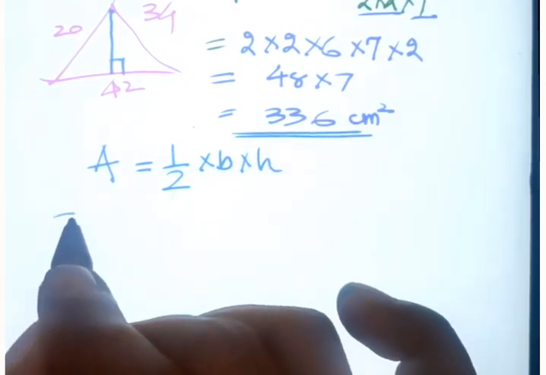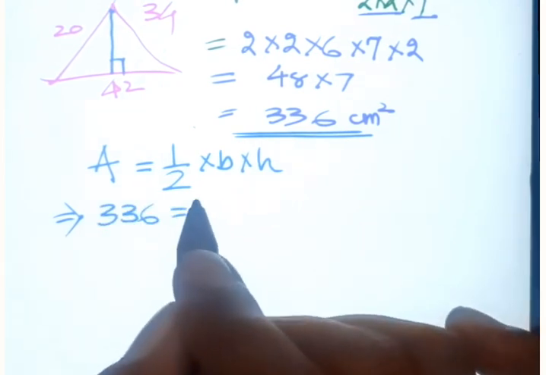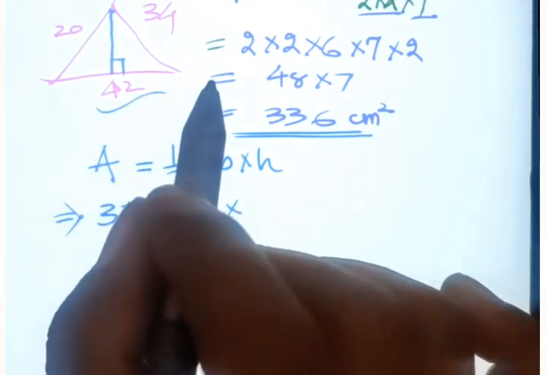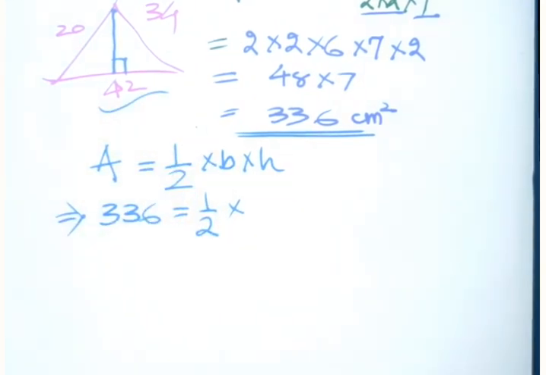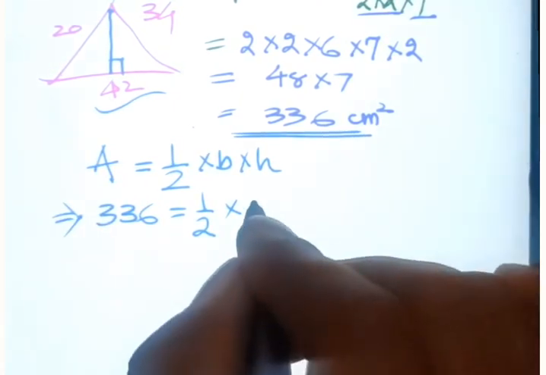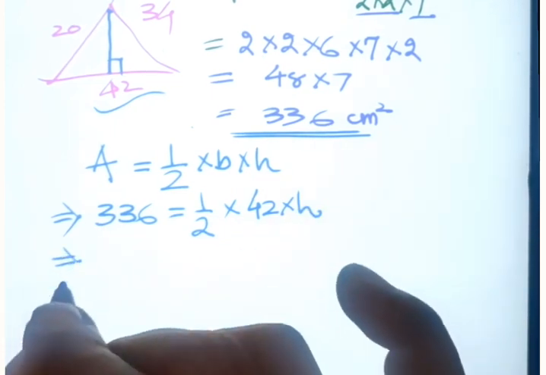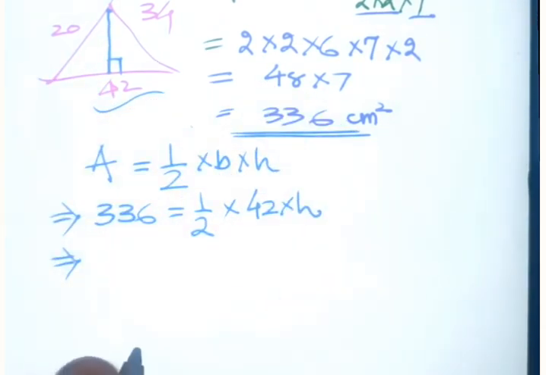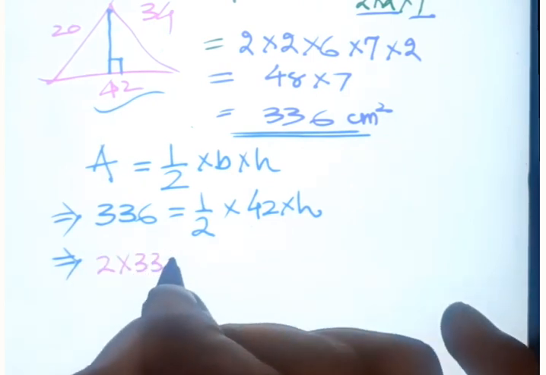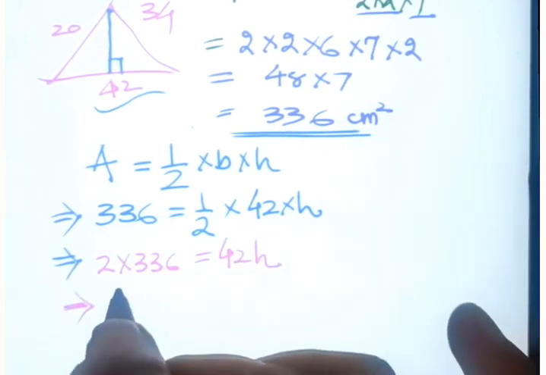So now we have the area calculated. Let's put in the value: 336 is equal to half base into height. We have to take 42 as the base, as we need to find the altitude corresponding to the longest side. So we will take 42 as base and find the value of h. So 2 multiplied by 336 gives us 42 times h.